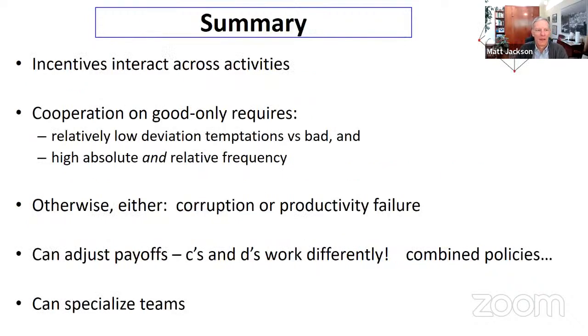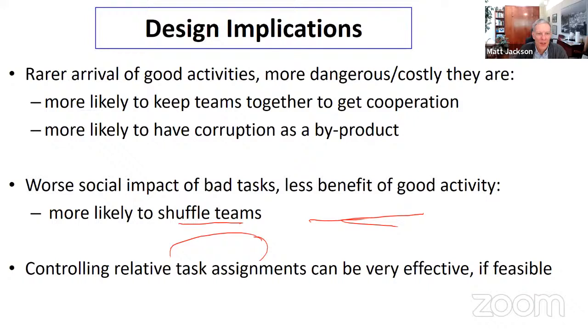Okay, so we're at the hour. So, incentives interacting across activities: cooperation on good is relatively hard to achieve. Otherwise, you sort of either face some corruption or some productivity failures. You can adjust payoffs. Interestingly, now with interacting games, the C's and the D's work very differently. So you get situations where combined policies can work, specialization can work. There are design implications of the rarer arrival of these good activities, and the more dangerous they are, the more likely you are to try and have to keep teams together, but get corruption. So there are interesting implications for team structure, team organizations, when you can use these relative task assignments and so forth.